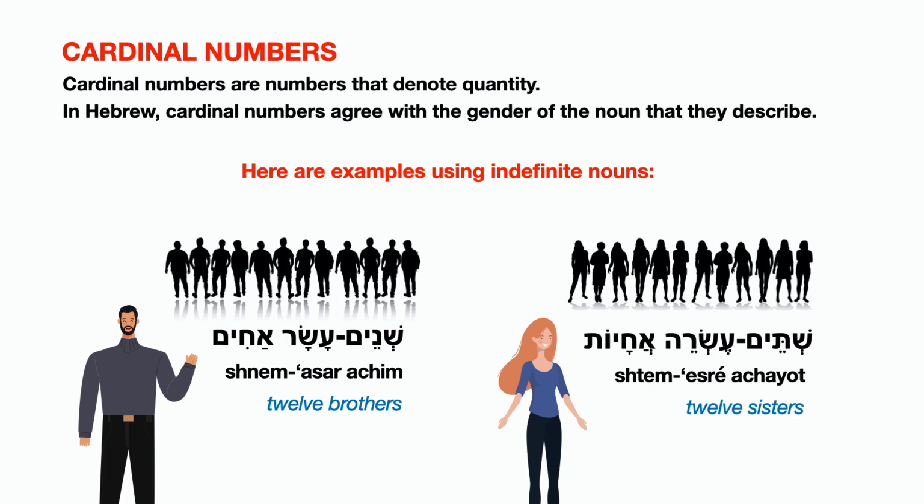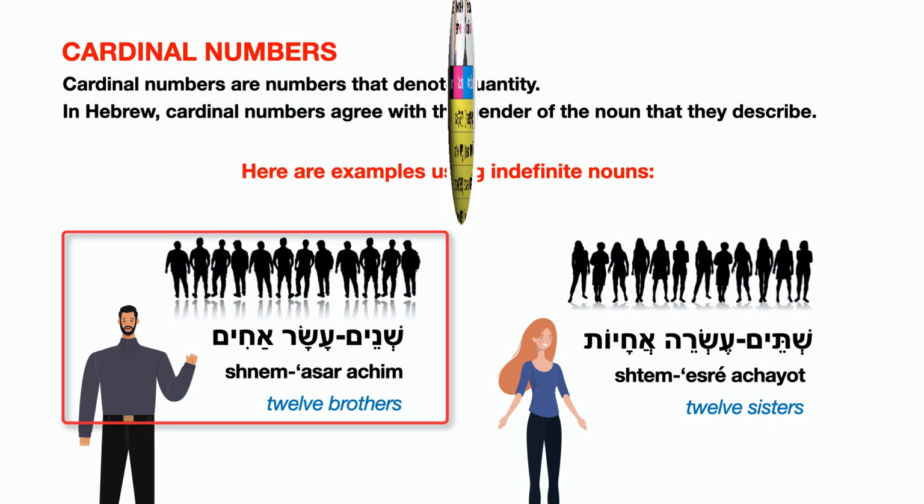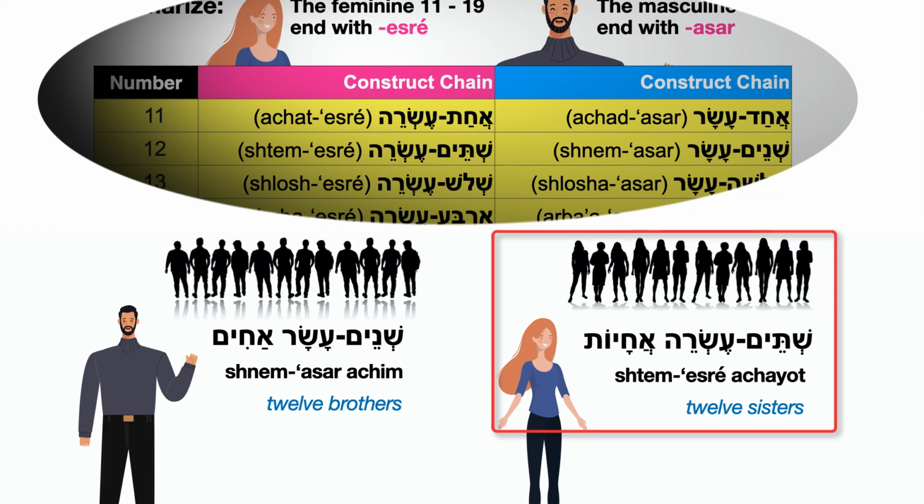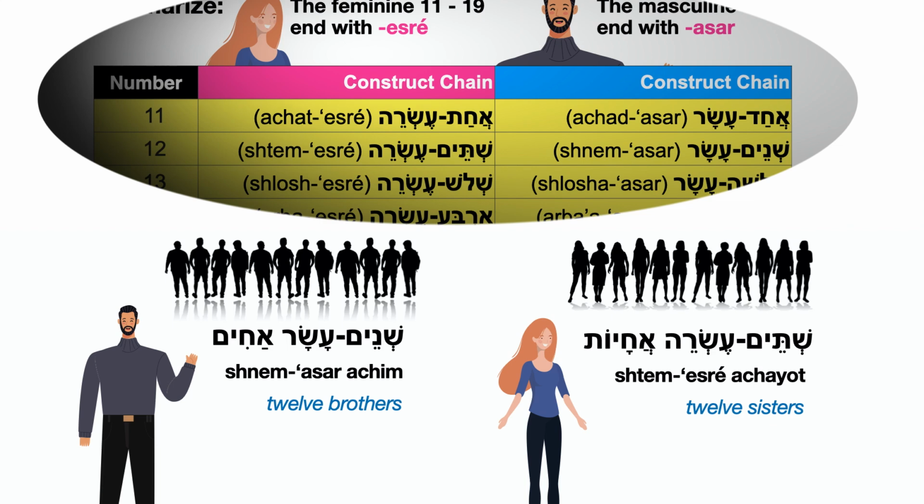subjects. So to say 12 brothers, we say shnem asar achim. Shnem asar achim. So shnem asar is the masculine version of 12. But if we want to say 12 sisters, since we're referring to females, we say shtem esre achayot. Shtem esre achayot. So achim are brothers. Achayot means sisters.